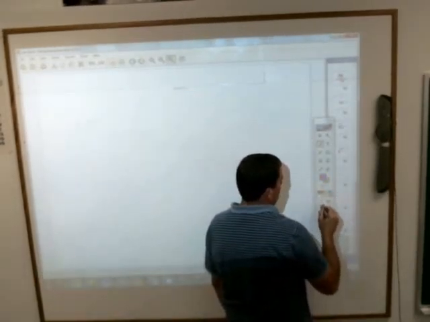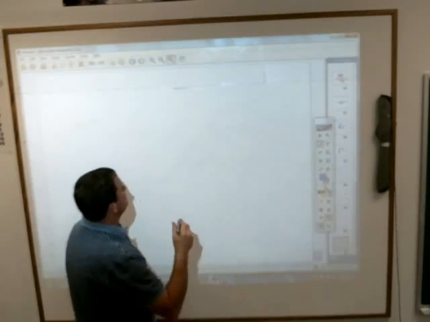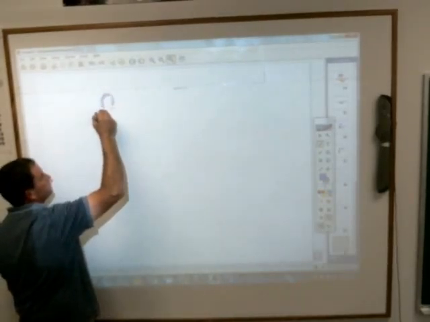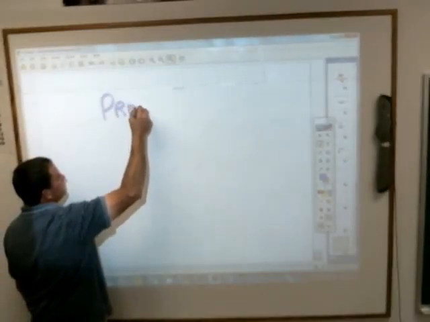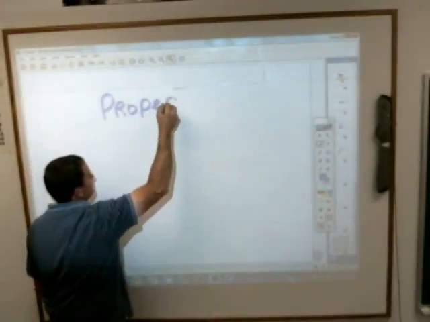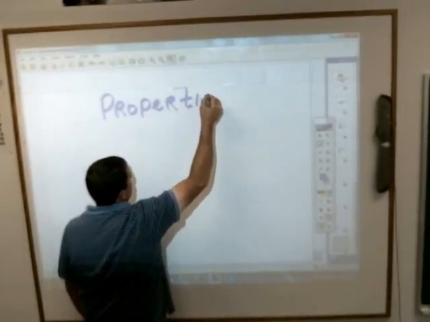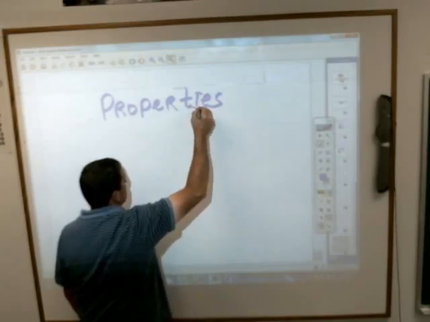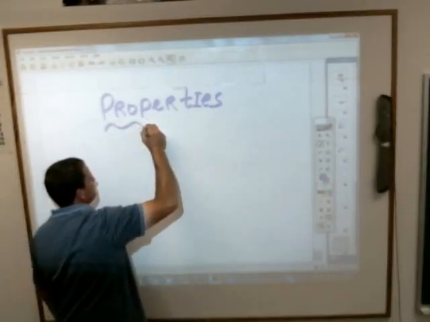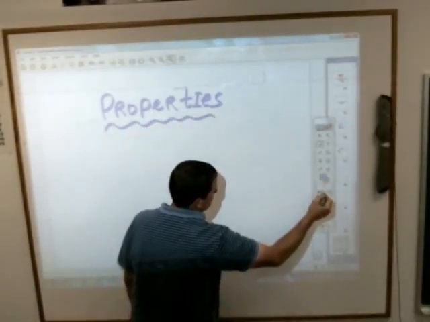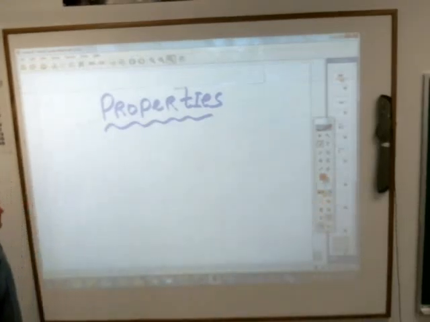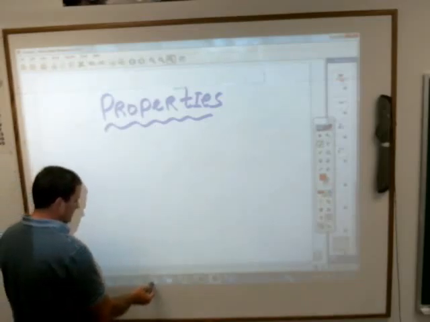On top, write the word properties. Actually, I'm going to do this.